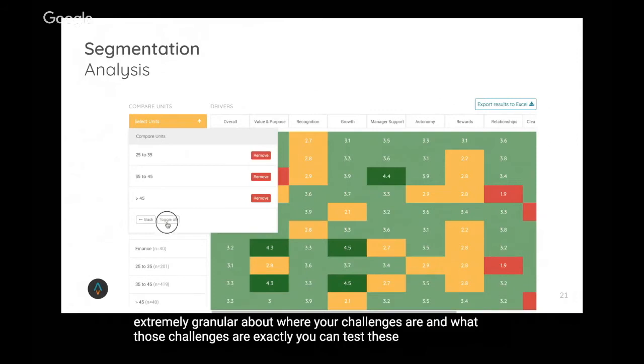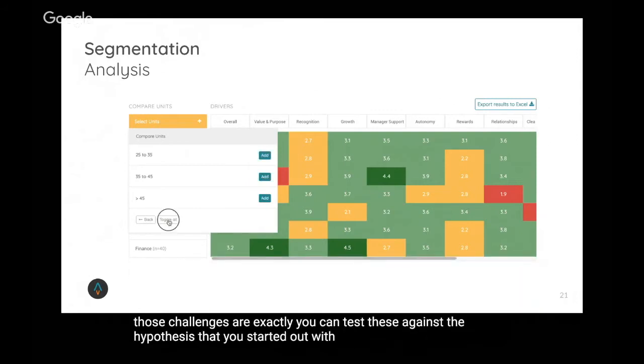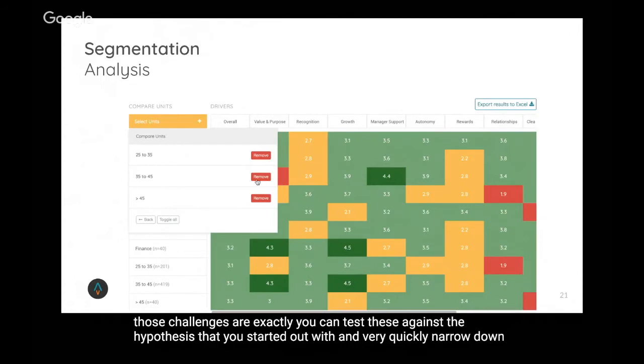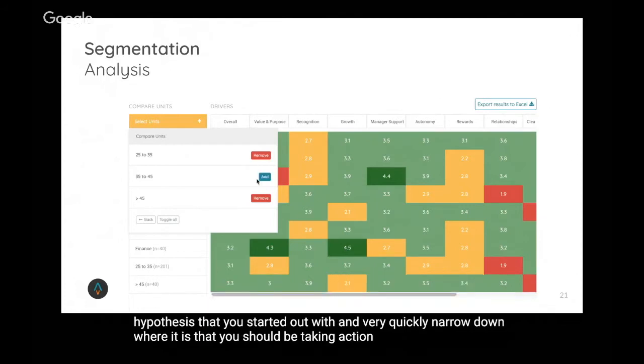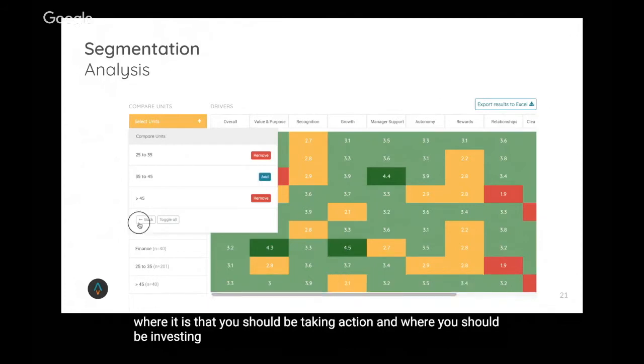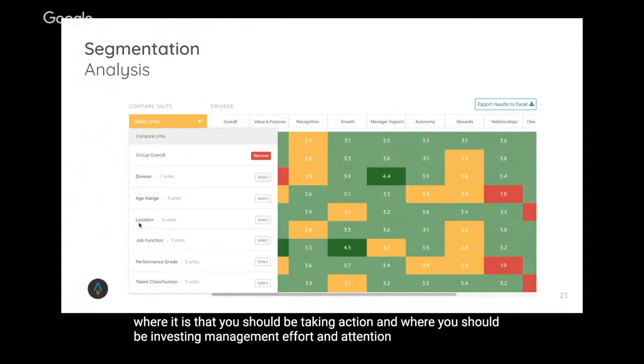test these against the hypothesis that you started out with and very quickly narrow down where it is that you should be taking action and where you should be investing management effort and attention on.